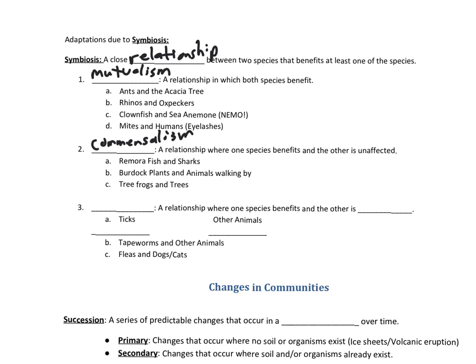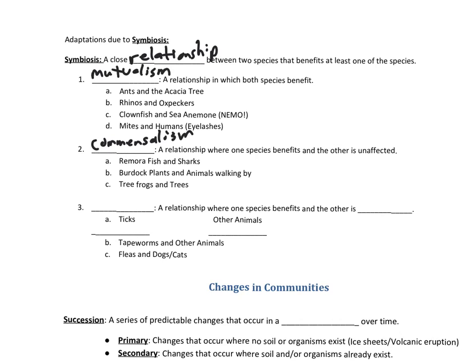Tree frogs in trees are another great example of commensalism, right? The tree does not care that the tree frog is there, but the tree frog gets a form of shelter. So commensalism is one species benefits, the other one doesn't care.